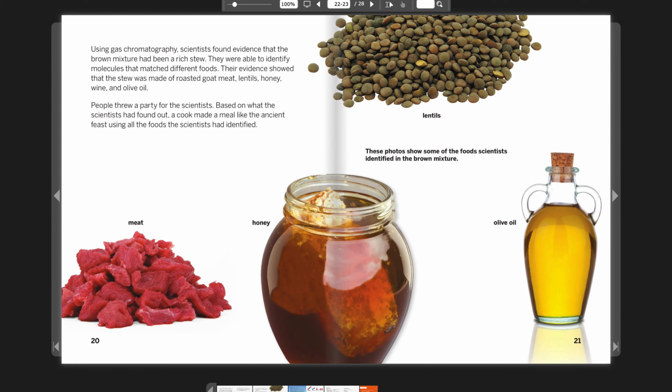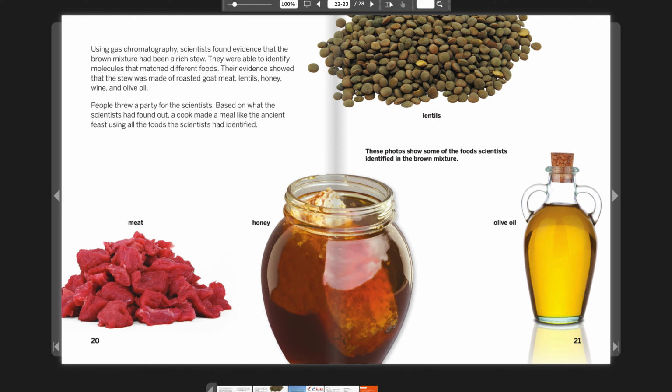Using gas chromatography, scientists found evidence that the brown mixture had been a rich stew. They were able to identify molecules that matched different foods. Their evidence showed that the stew was made of roasted goat meat, lentils, honey, wine, and olive oil.